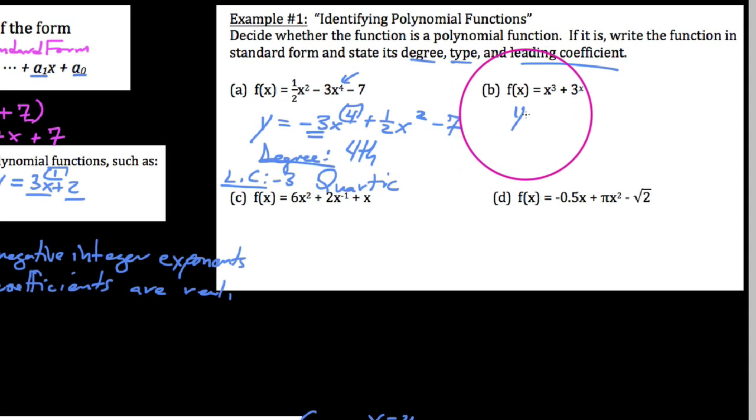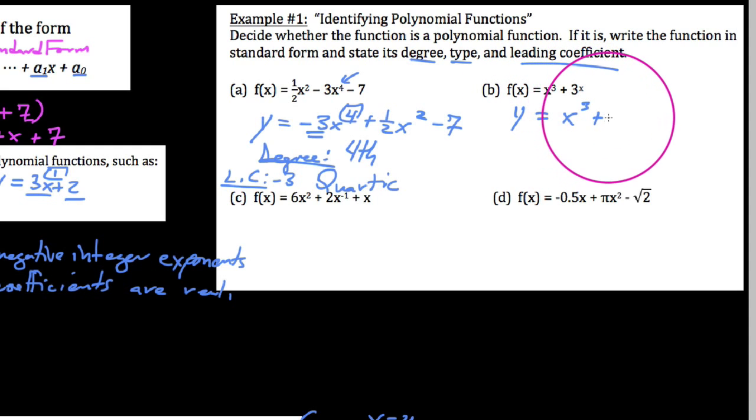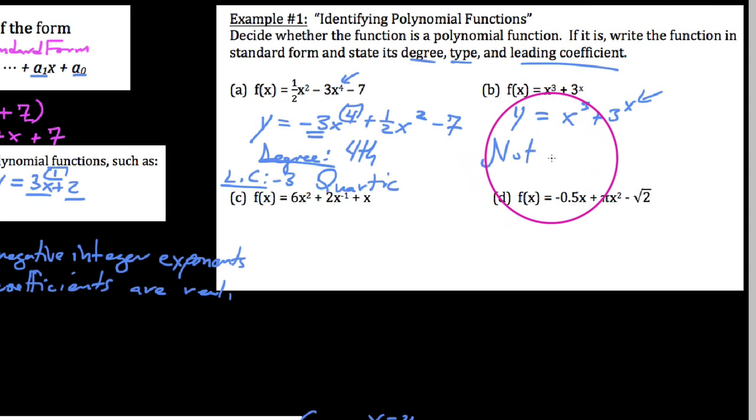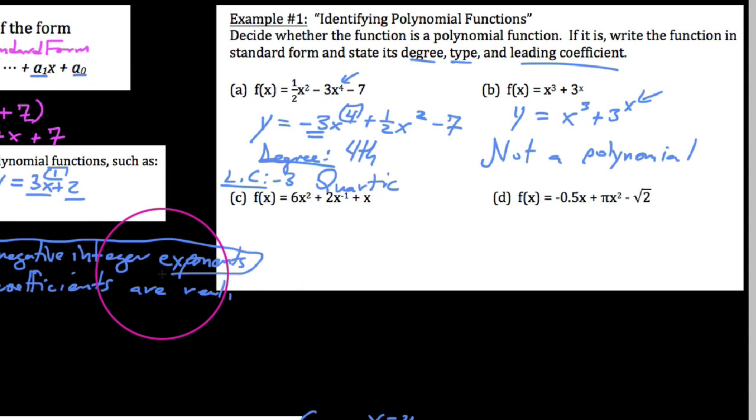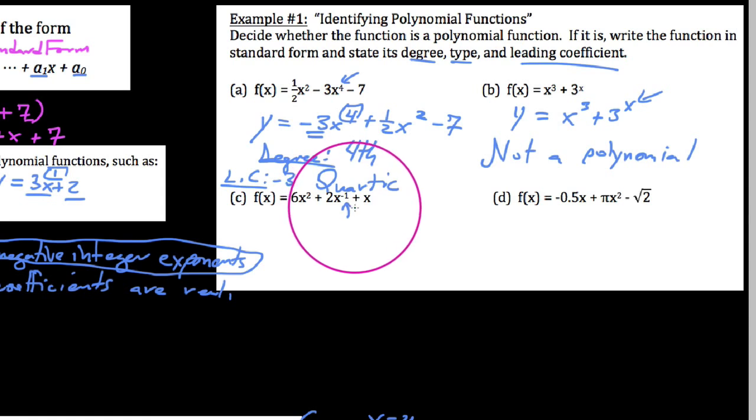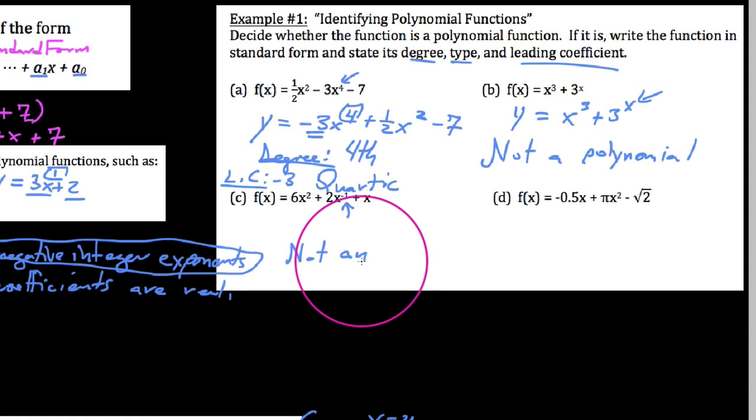So now next, we say this is y equals x cubed plus 3 to the x. Now I notice this 3 to the x, and because x could be any number here, what I'm going to tell you is that this is not a polynomial. The reason is that if x can be any number, then it could be like 1.2, which violates this rule that all of our exponents needed to be whole numbers, okay? Same thing down here. If you tried to put this one in standard form, it looks like we have a negative exponent here. Because of the negative exponent, we'd say not a polynomial.